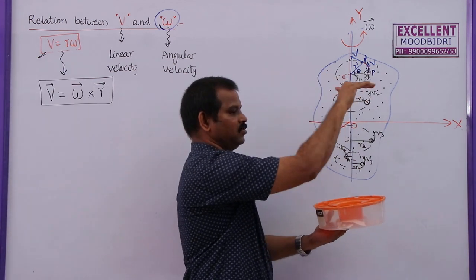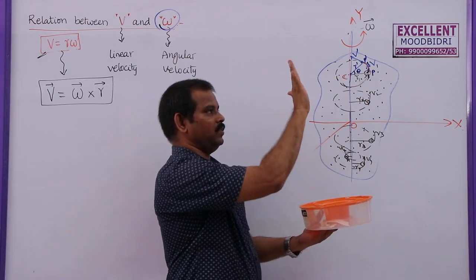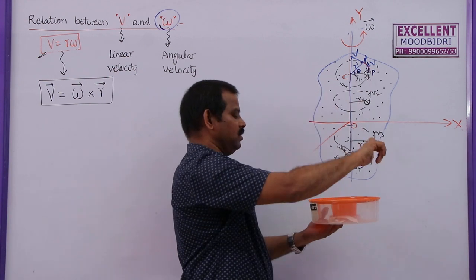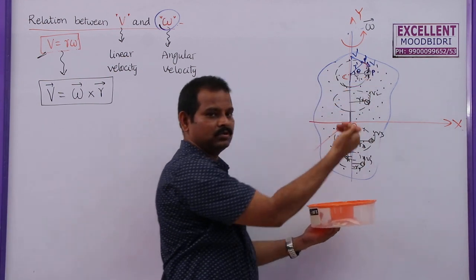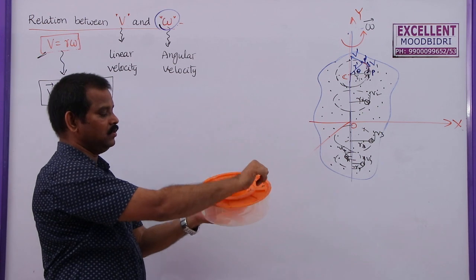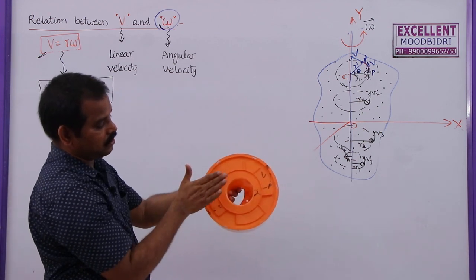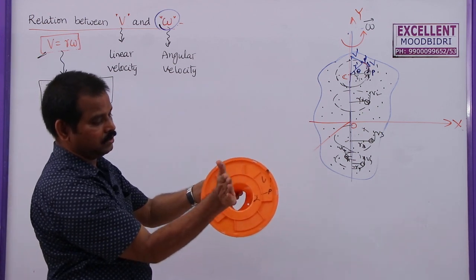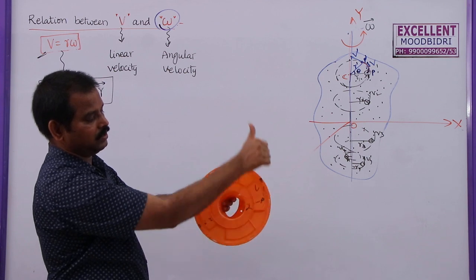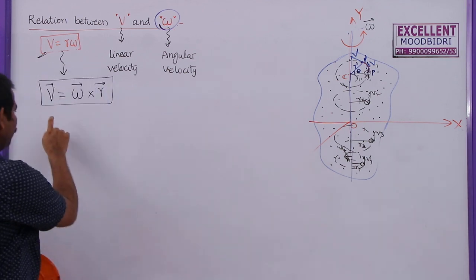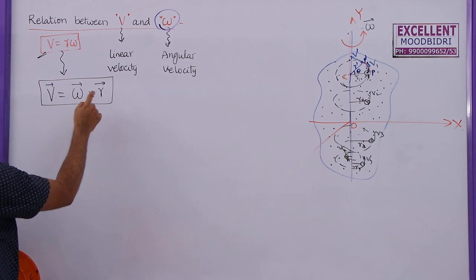The radius is in this direction. I am multiplying omega with r and the velocity will be into the board. So this is correct. From this you see omega is upwards, this is r, and velocity is in this direction. So v bar is equal to omega bar cross r bar.